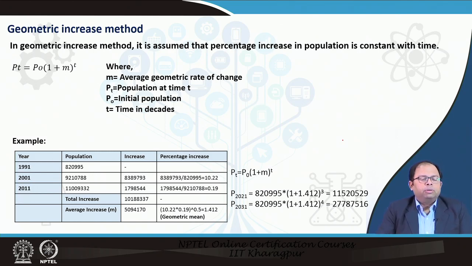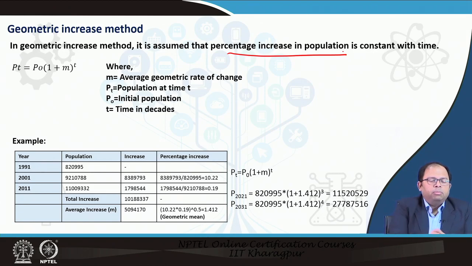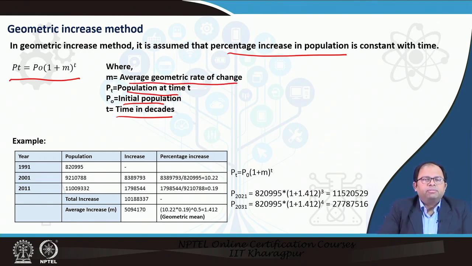Then coming to the geometric increase method, in the geometric increase method it is assumed that the percentage increase in population is constant with time. So here the formula is Pt equal to P0 into (1 plus m) to the power t, where t is the time in decades again, P0 is the initial population, Pt is the population at time t, and m is the average geometric rate of change. So we are taking the geometric rate of change and the average value for that.